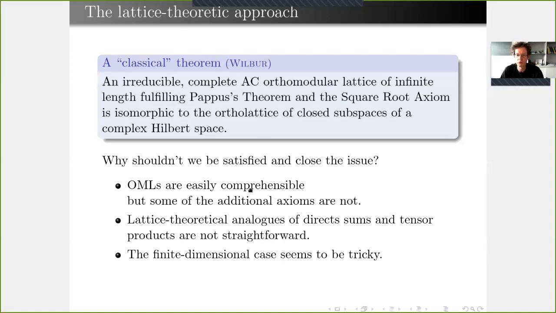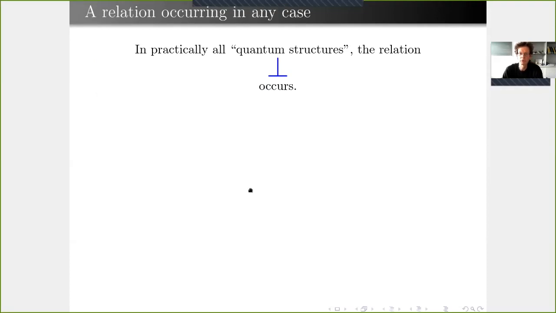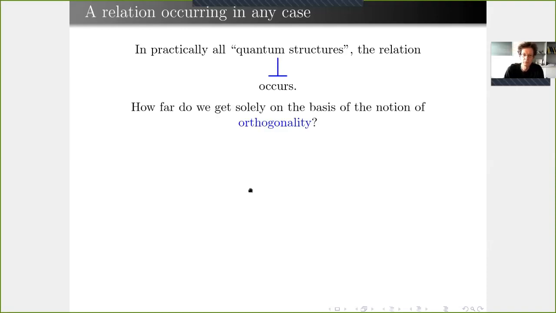This is actually not a new approach. Namely, what we elaborate on is an idea of David Foulis and his collaborators, who wrote the following. In practically all these structures that we consider in our field, quantum structures, the orthogonality relation occurs. So the question is, how far do we get solely on the basis of orthogonality?